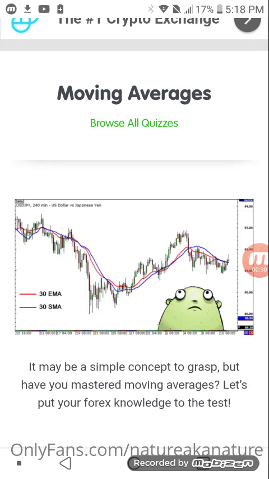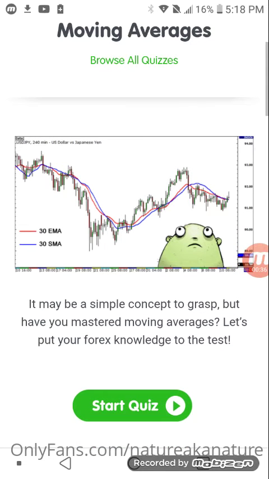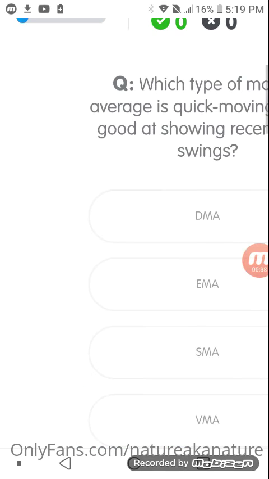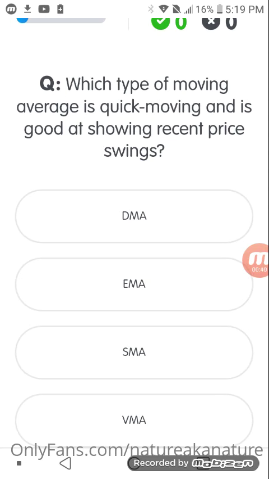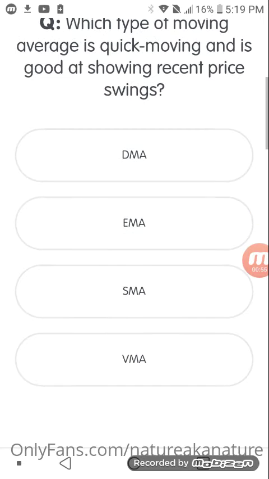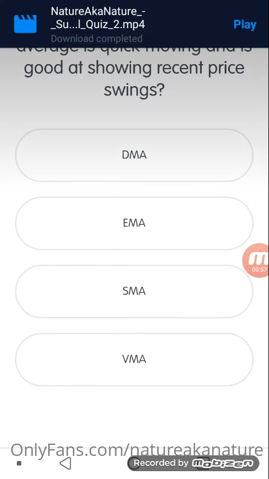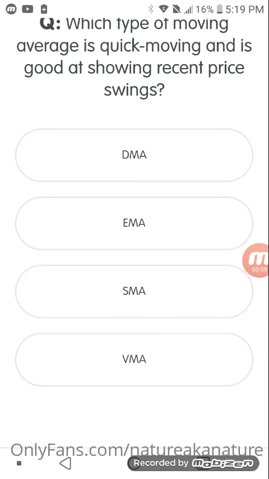The 30 EMA is the red line, and the blue line is the 30 SMA. Let's go over the moving average quiz. Which type of moving average is quick moving and is good at showing recent price swings? It is the EMA. You guys might not know, but it's the EMA.